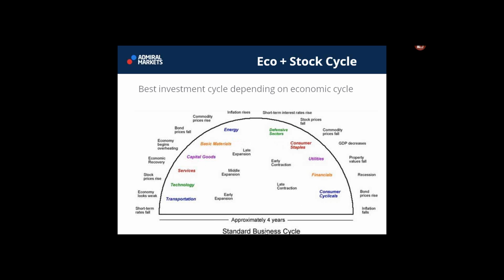All right, so this is a standard business cycle. It says 4 years. So if we're in late expansion, energy, basic materials. If we're in early contraction, financials, utilities, consumer cyclicals like food, for instance, or your typical groceries that you buy, is good for late contraction. Here's what you would expect from the markets: stock prices to rise, commodity prices to rise, inflation rises, and you get basically the opposite again.